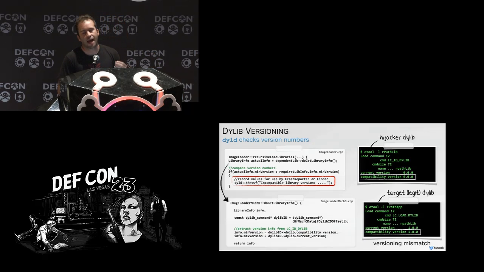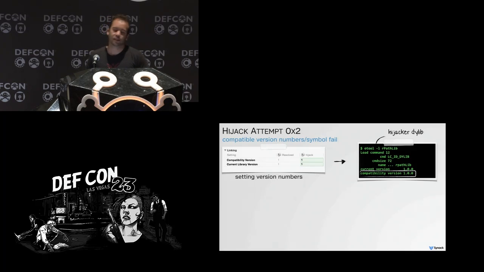If an application has a dependency on a dylib and says, "I need at least version X," and the dylib that the loader loads is less than version X, the loader is going to crash and basically say, "I couldn't fulfill the dependency for you." Since we didn't specify a version in our hijacker dylib, it's going to be set to 0. And if we dump what the application wants, we can see it wants version 1.0. So we can fix this pretty easily.